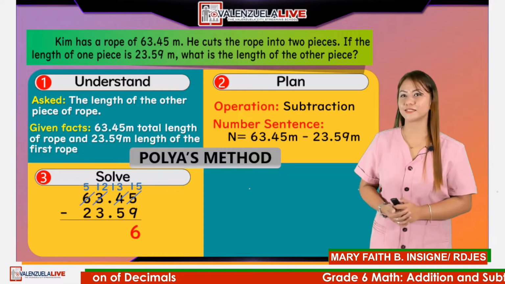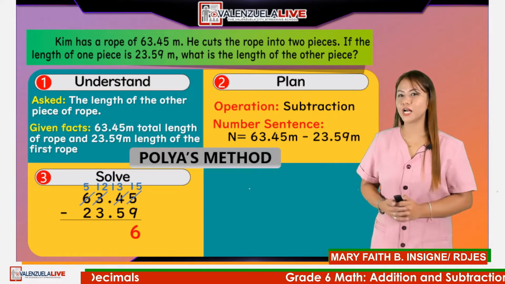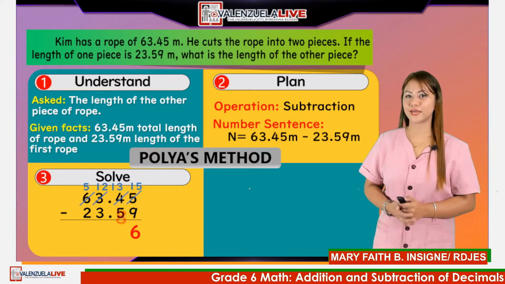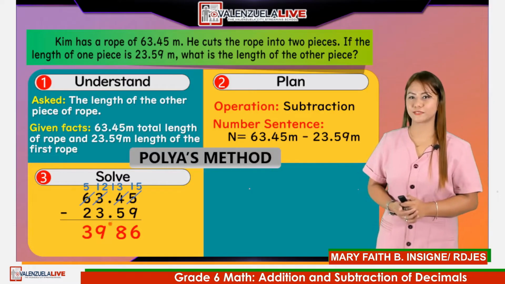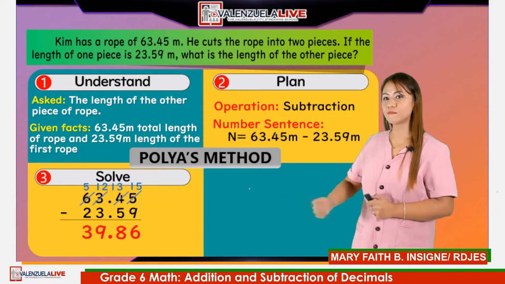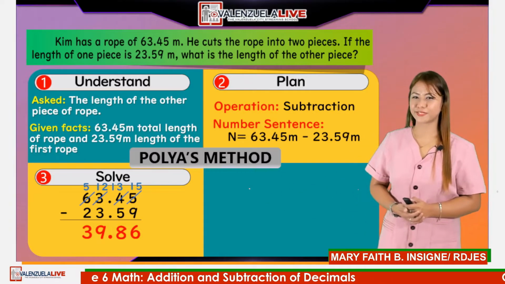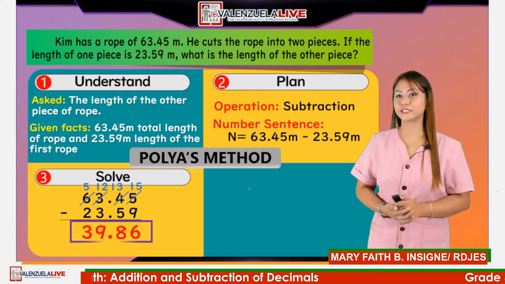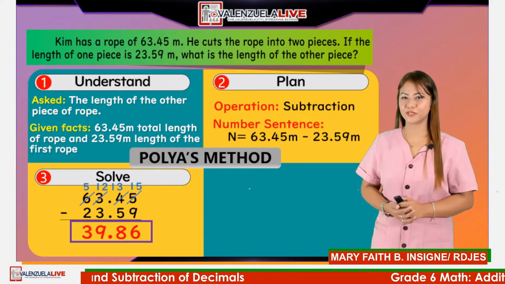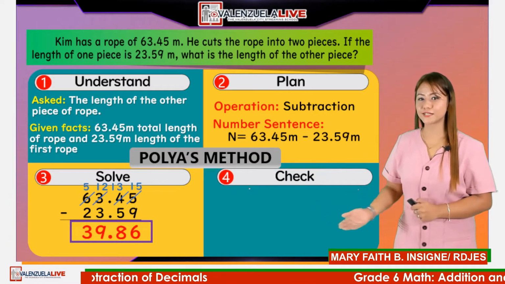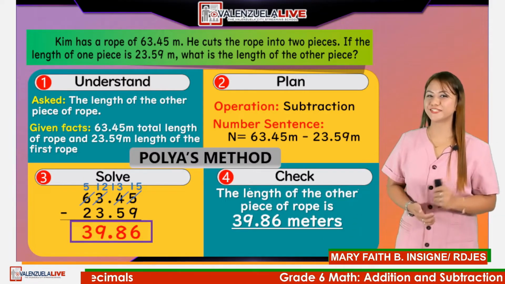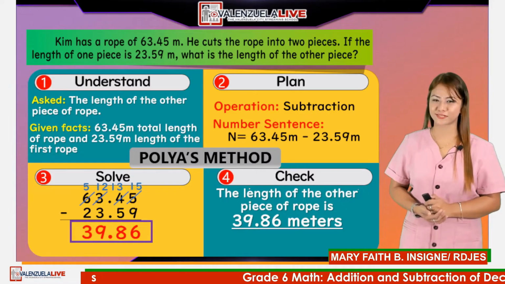Then, start subtracting. 15 minus 9 equals 6. 13 minus 5 equals 8. 12 minus 3 equals 9. And 5 minus 2 equals 3. Finally, place the decimal point directly below the decimal points of minuend and subtrahend. Therefore, the difference of the given decimal numbers is 39 and 86/100. So, the final answer is the length of the other piece of rope is 39 and 86/100 meters.